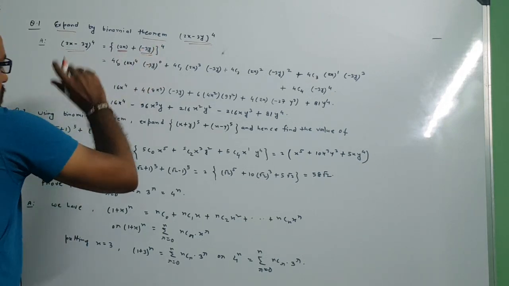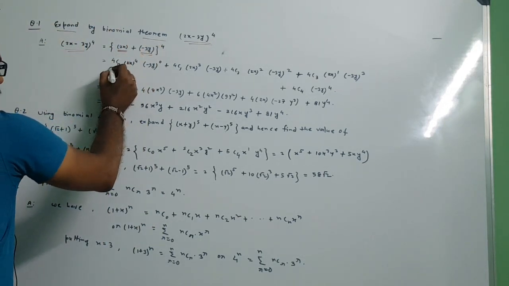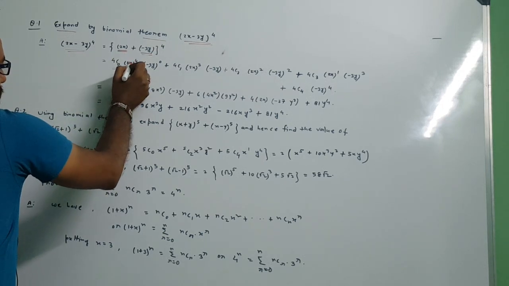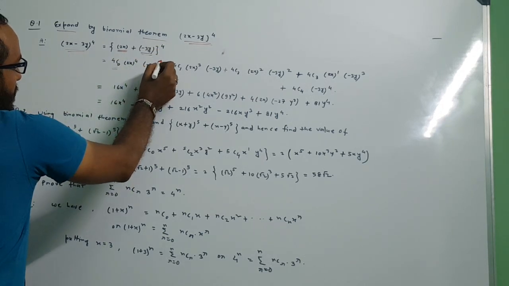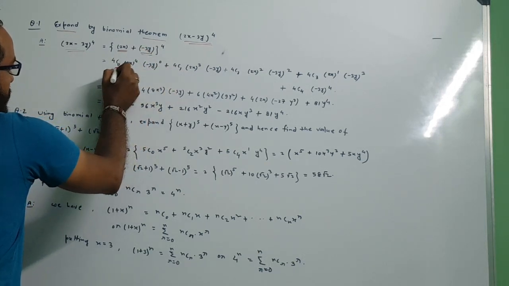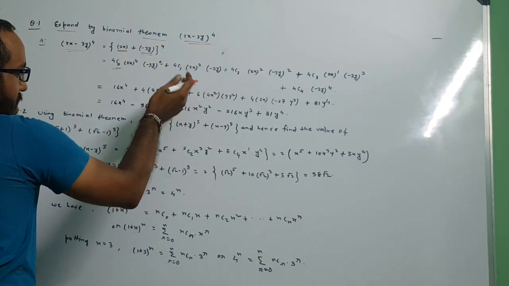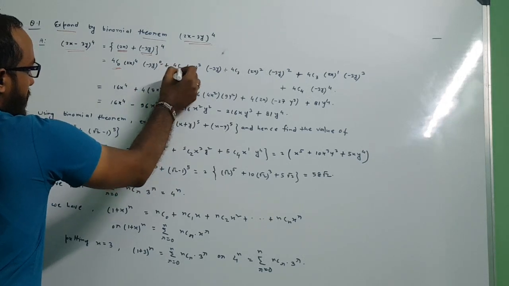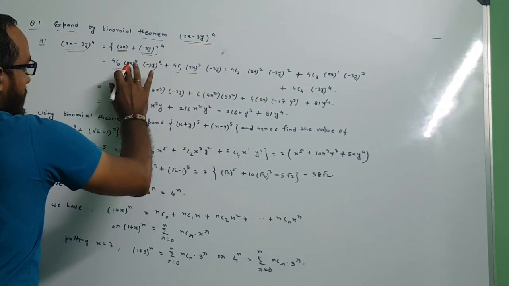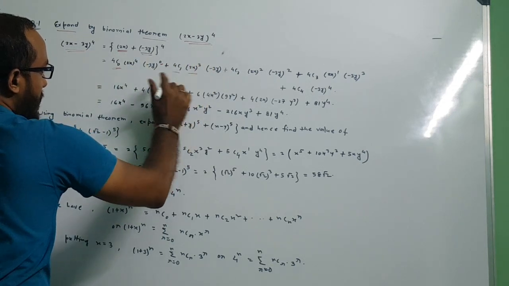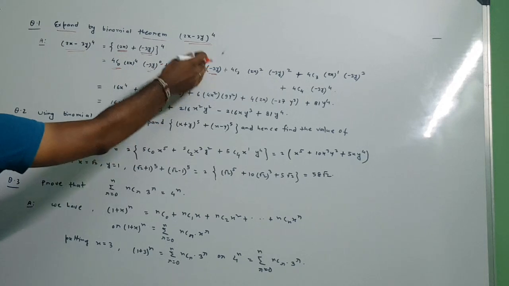Okay. So what is our formula? Our formula is nC0, that is 4C0, a to the power n, 2x to the power n, b to the power 0. This coefficient and this coefficient would be same, right? I have already told you. Next, second term would be nC1, that is 4C1, a to the power n minus 1, that is 2x to the power 4 minus 1, that is 3, and this coefficient and this coefficient would be same, that is minus 3y to the power 1.